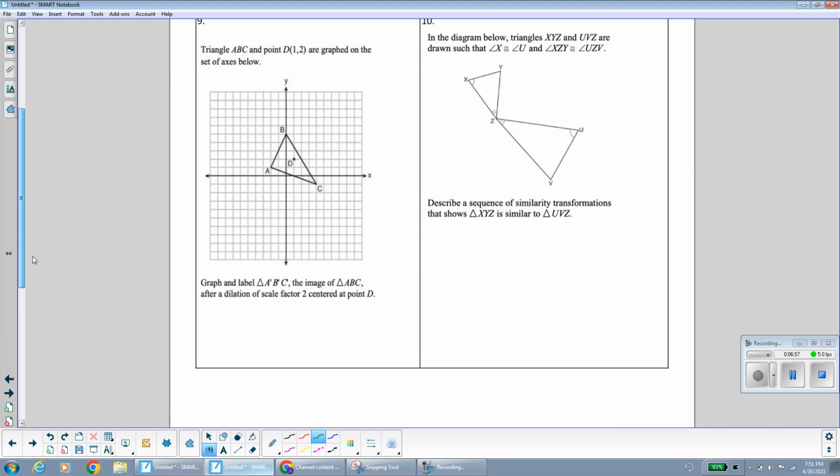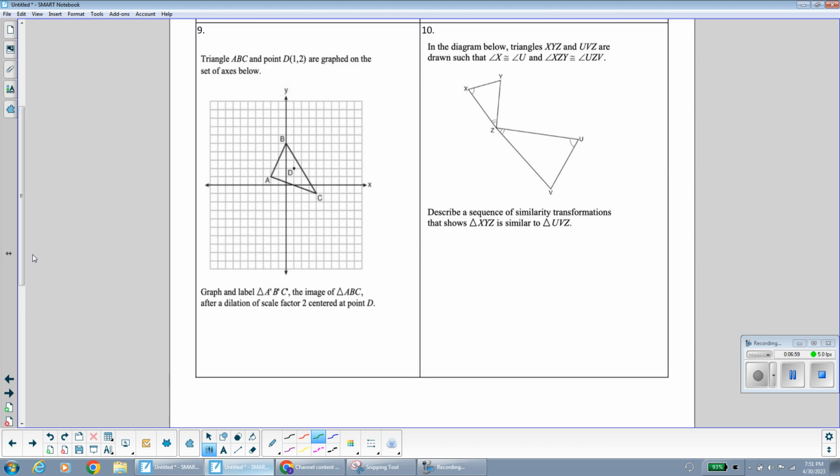Okay, moving on to number 9. So the center of dilation here is not the origin. The center of dilation here is point D. The easiest way to do this is graphically. When we're dilating by a scale factor of 2, what we're basically doing to make it 2 times bigger is doubling the distance that each of these points is from the center of dilation.